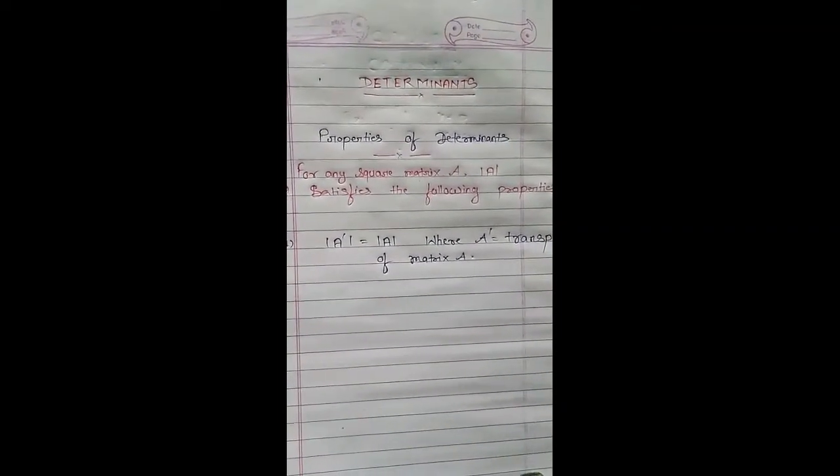Properties of determinants. So let's see what the first property says about determinants. For any square matrix A, the determinant of A satisfies the following properties. First property: the determinant of the transpose of a matrix is equal to the determinant of matrix A, where A dash is the transpose of a matrix. Let's take an example.